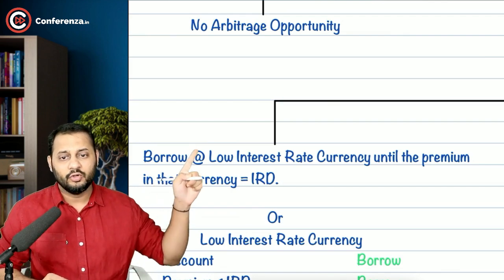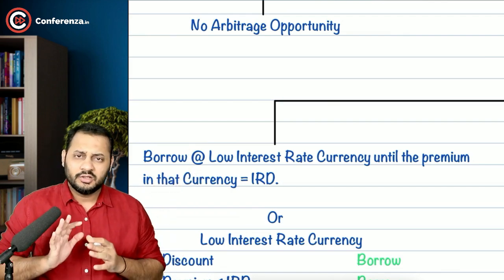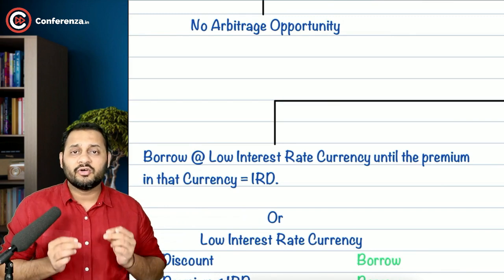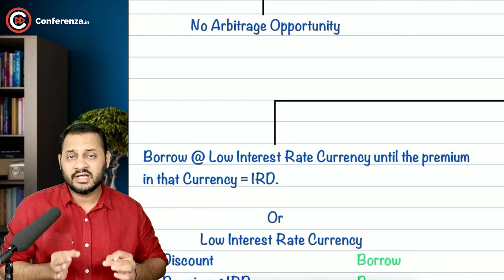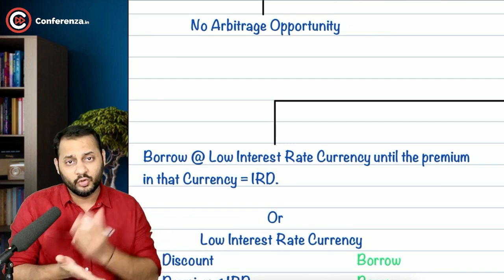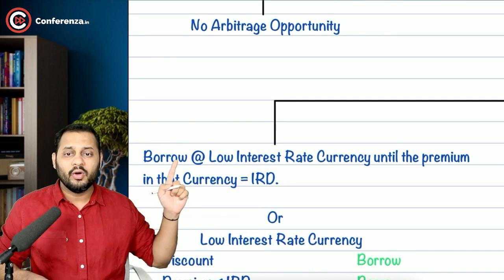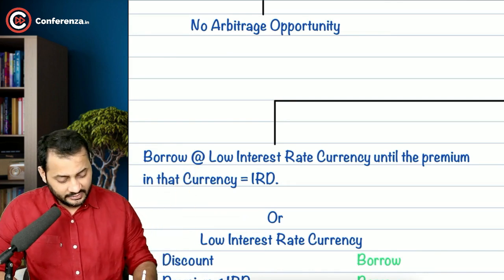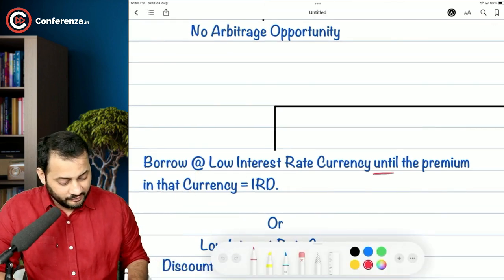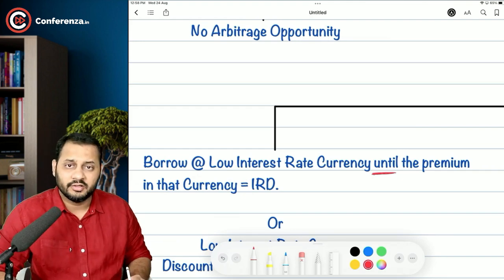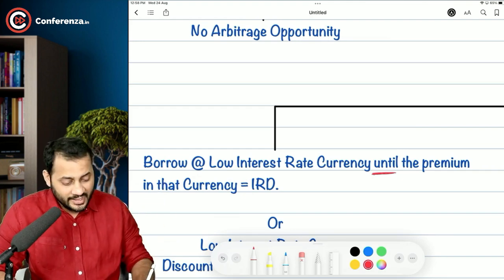borrow in the low interest rate currency. This is the general concept of a rational person, that he would want to borrow at a low rate and invest at a high rate. So take this concept: borrow in the low interest rate currency until, and this is very important, don't ignore this particular word, until the premium. Why the premium?